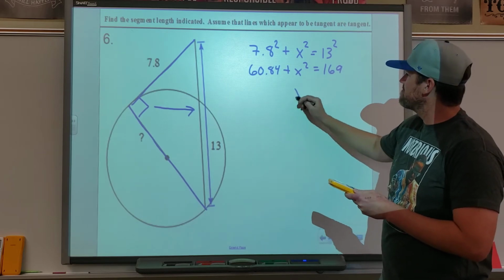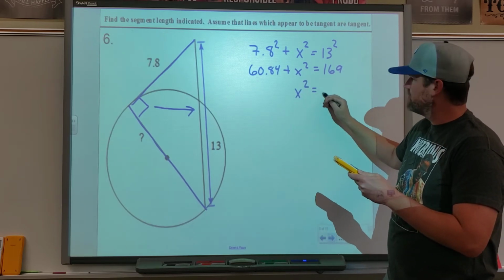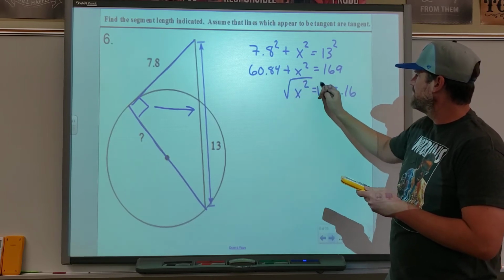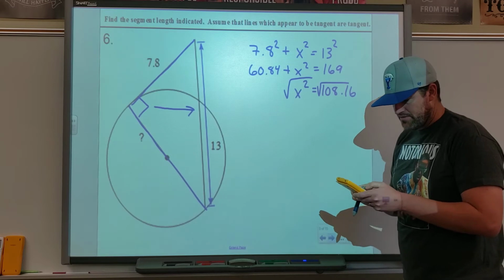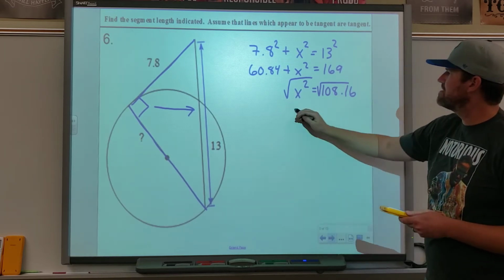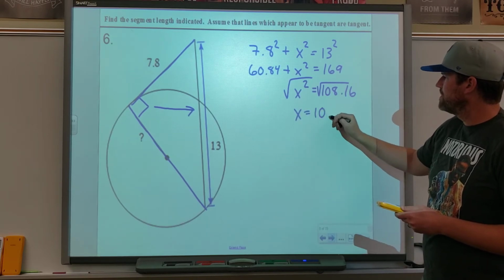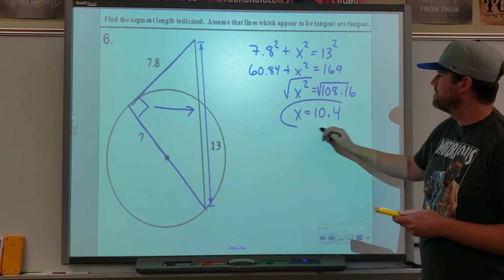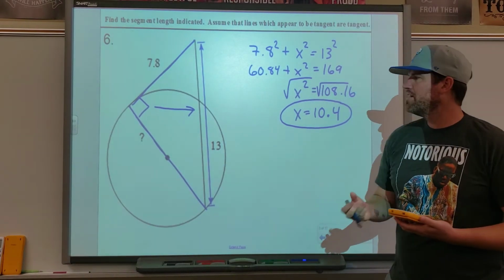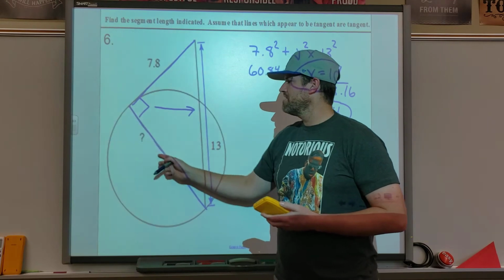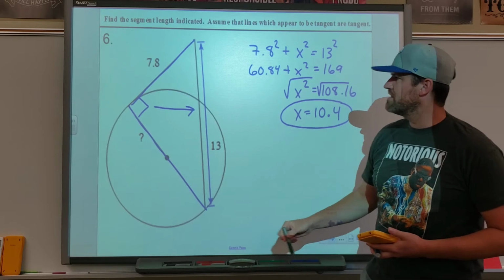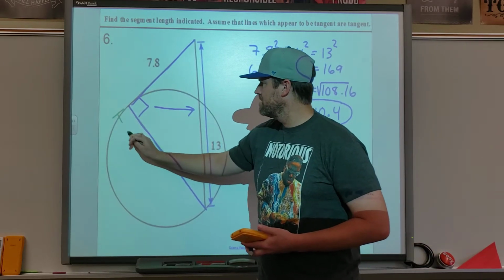And I get x squared equals 108.16. And then I take the square root of that, which is 10.4. So now, here's where I have to be careful. If I put 10.4 as this length right here, that would not be correct, because what I really found was the length of this entire leg.